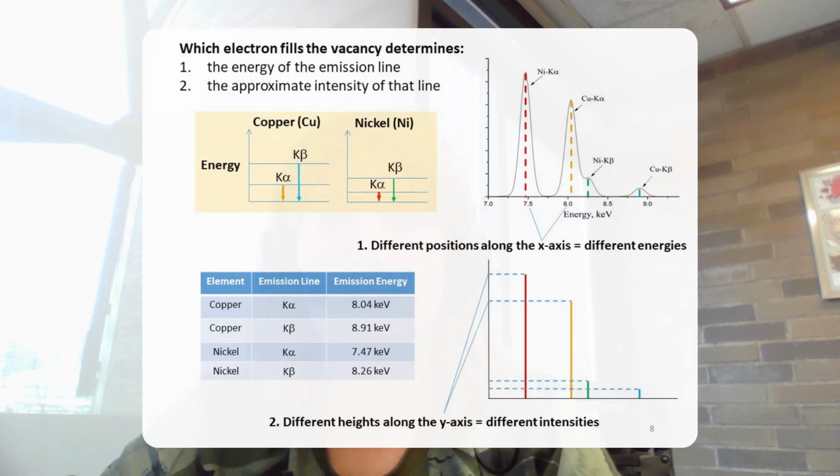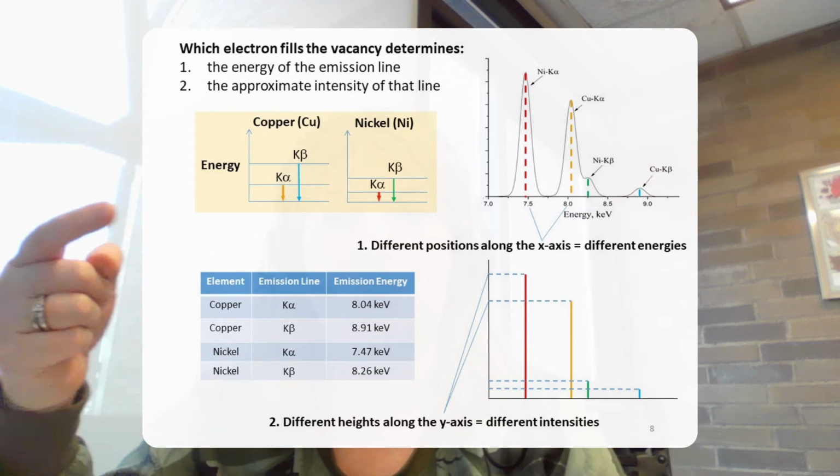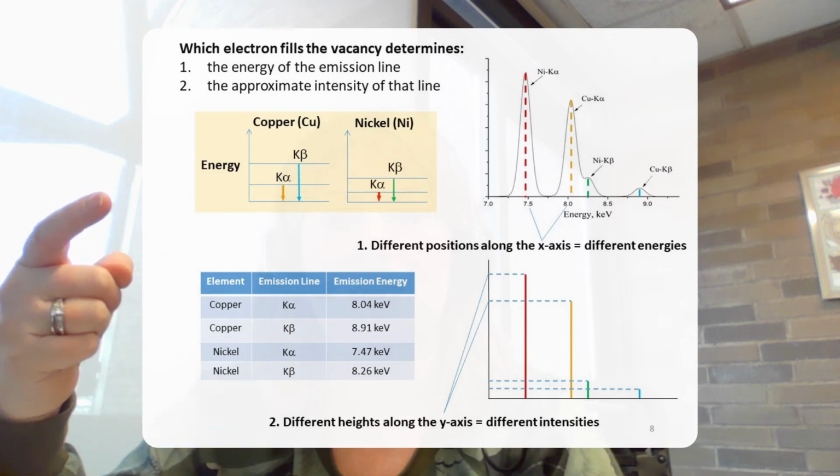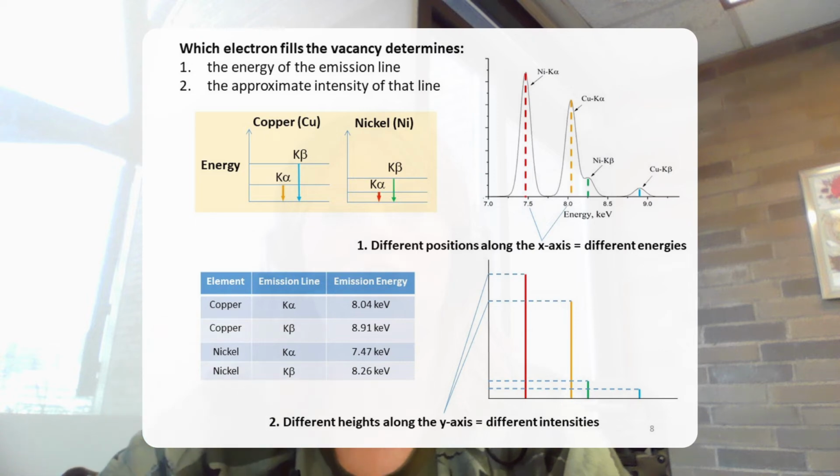Let's spend a bit more time understanding an XRF spectrum using a copper-nickel alloy as our sample. Shown in the energy level diagram in the top left are the K alpha and K beta lines for copper and nickel. Notice that each line is a different length, which you now know means that their energies are different. On the right is an actual XRF spectrum for a copper-nickel alloy. Notice that the nickel K alpha peak is the lowest in energy, and the copper K beta peak is the highest energy.